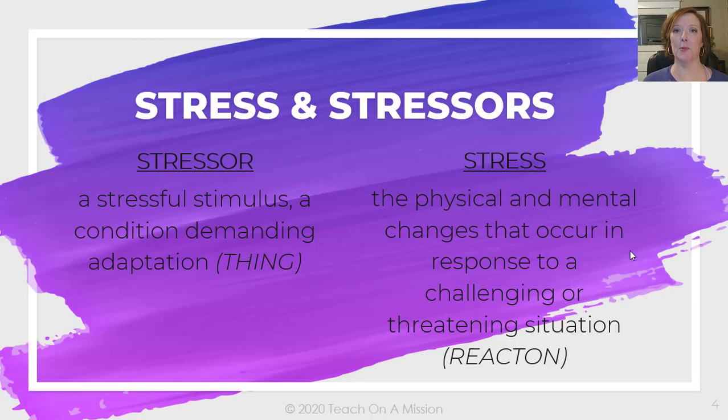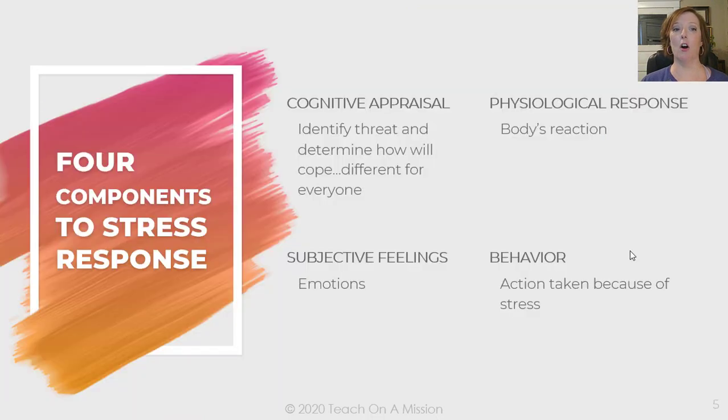So let's discuss the difference between a stressor and stress. The stressor is a stressful stimulus. It's a condition demanding adaptation. It's the thing in this scenario. The stress is the physical and mental changes that have to occur in response to the challenge or threatening situation. So it is the person's reaction to the thing. So the stressor is the event or the stressful situation, and stress is the resulting reaction.